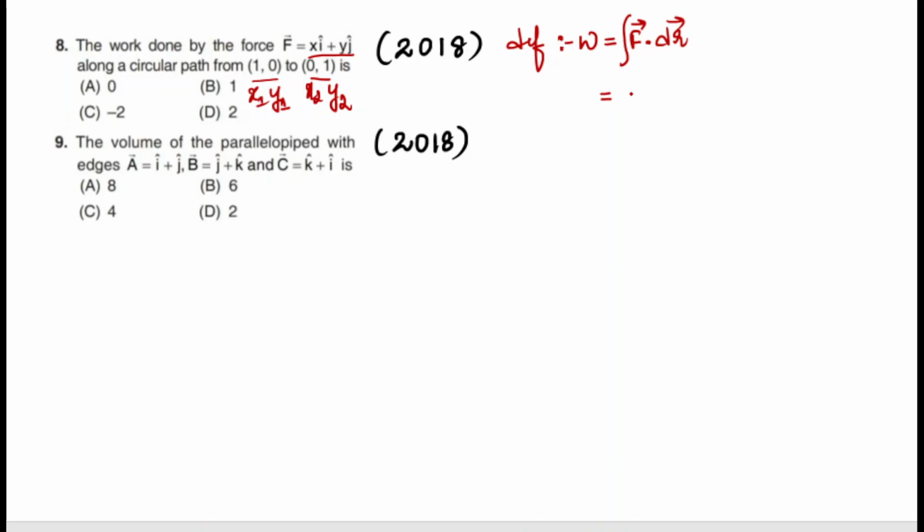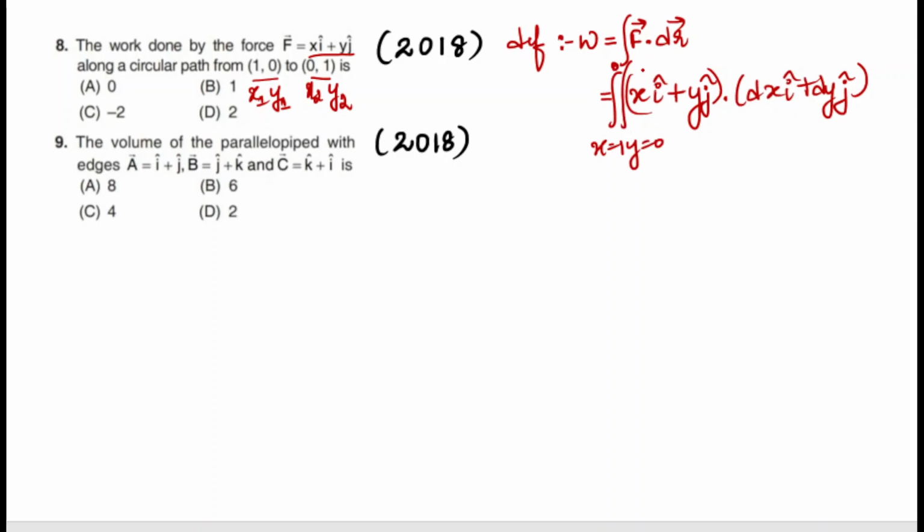Now what they have given, the vector r is x i cap plus y j cap. The dr vector can be written as dx i cap plus dy j cap. Yes, we can write it like this, right? Integration of x runs from 1 to 0 and integration of y runs from 0 to 1, right? Now total work done, on doing the dot product, let me keep the limits aside, will be x dx plus y dy. We got the solution, right?